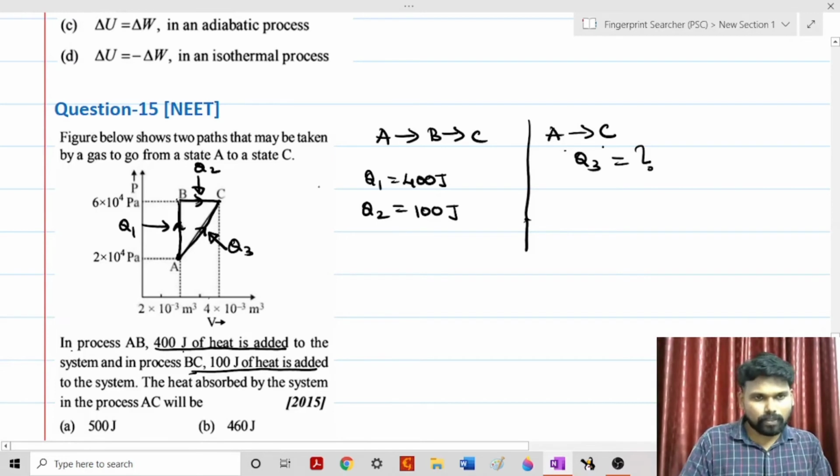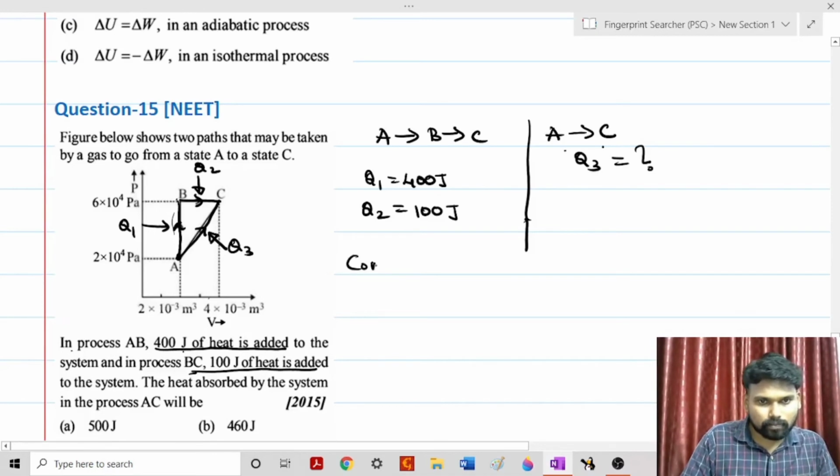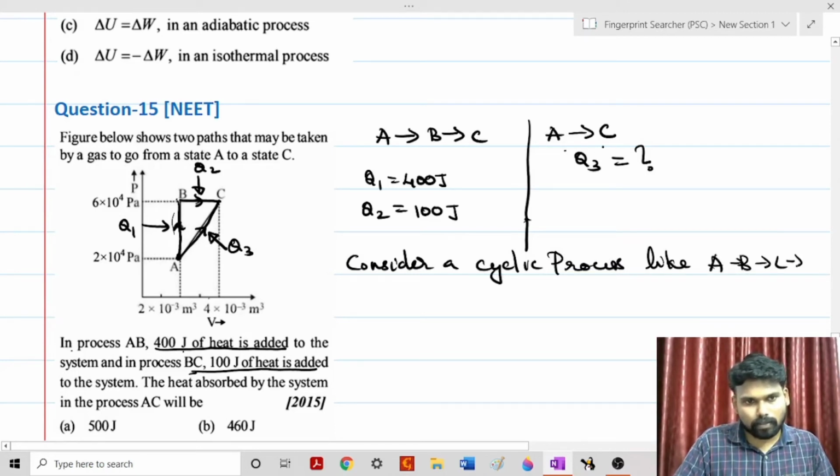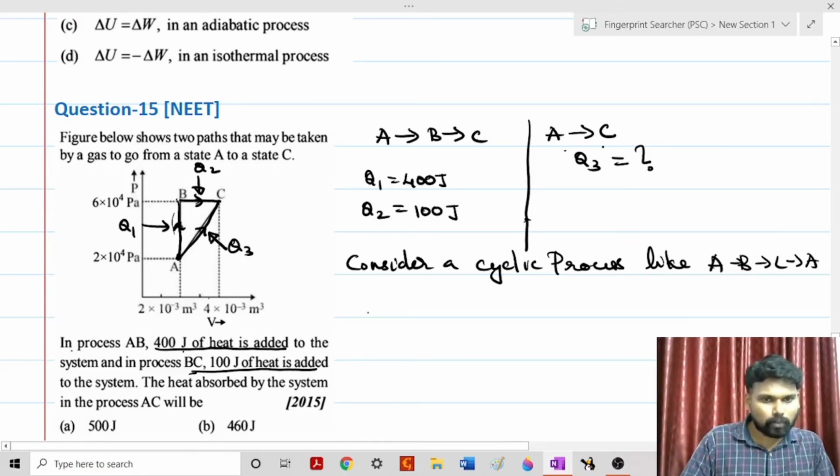Okay. So now suppose it is a cyclic process. You can take it as a cyclic process. Okay, how can you take it as a cyclic process? These are two paths, but we are considering a cyclic process like A, B, C, A. So in a cyclic process, delta U equals 0.